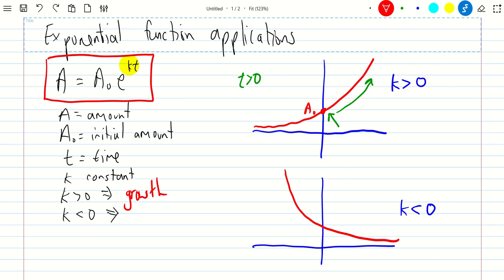And again, you've got this point here. That's your A naught, your initial amount. Let's say it's the temperature of a cup of coffee, and it starts at 50 degrees, and then it gets lower and lower, and the temperature goes down as the cup of coffee sits on your desk while you're doing your homework. Hope that makes sense. So if k is less than 0, then we get decay. Decay means something that's getting smaller and smaller over time. So there's our formula.